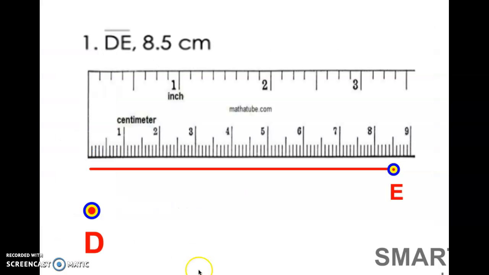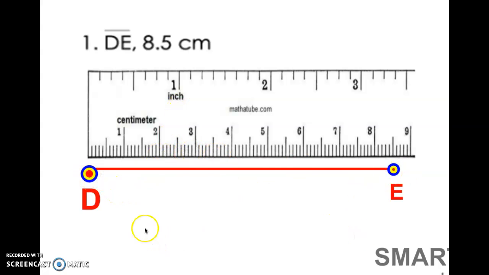So number 1 says to draw line segment DE that has a length of 8.5 centimeters. So here, since we're talking about a line segment, we're going to use a ruler, because line segments, we use rulers to measure those, we use a protractor to measure angles. So here, remember, DE, when you just have the line on top with no arrows, that means it's a line segment. It has a beginning point and an end point.